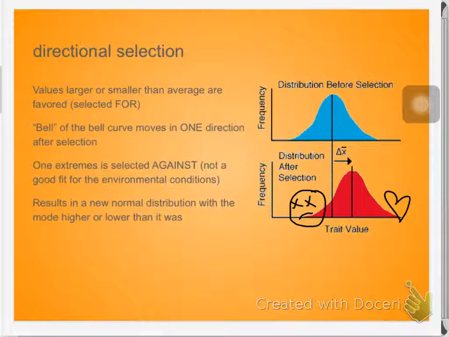So that bell, that hump of the curve, moves in just one direction. And this doesn't cause bimodal distributions. It doesn't cause short, fat bells. It causes a normal distribution, but the average moves. The mode moves.